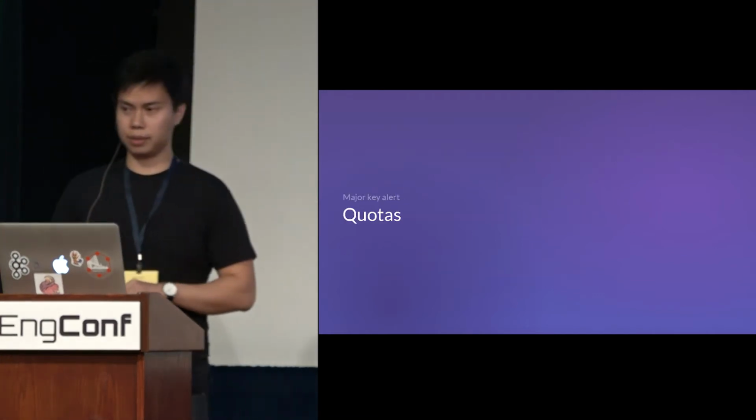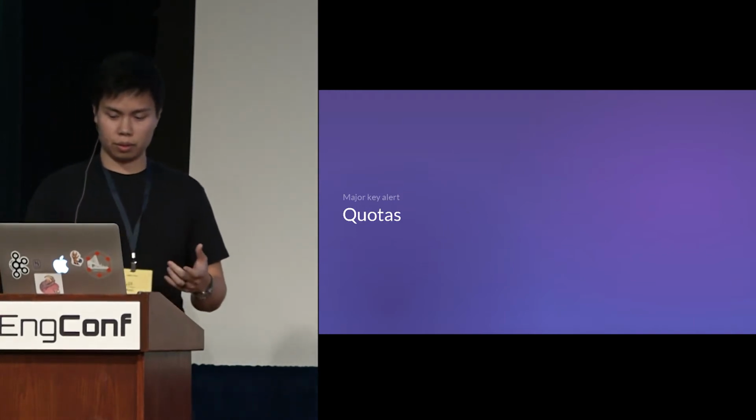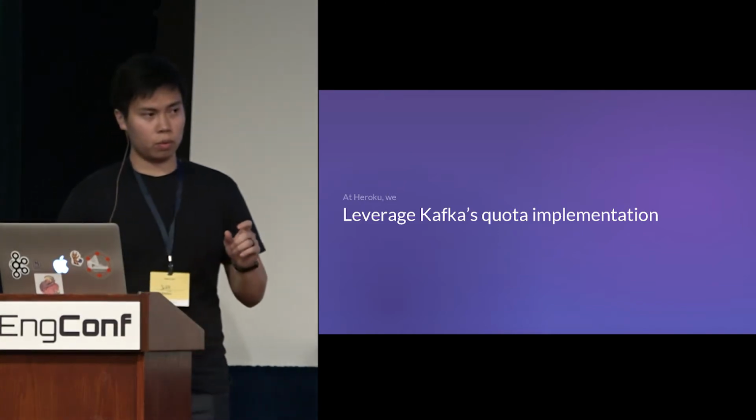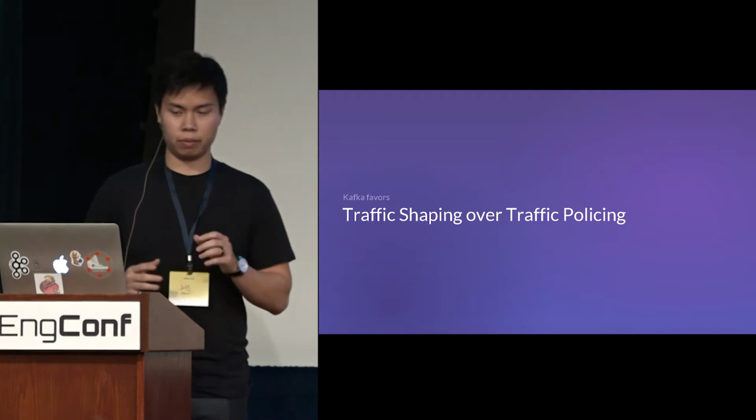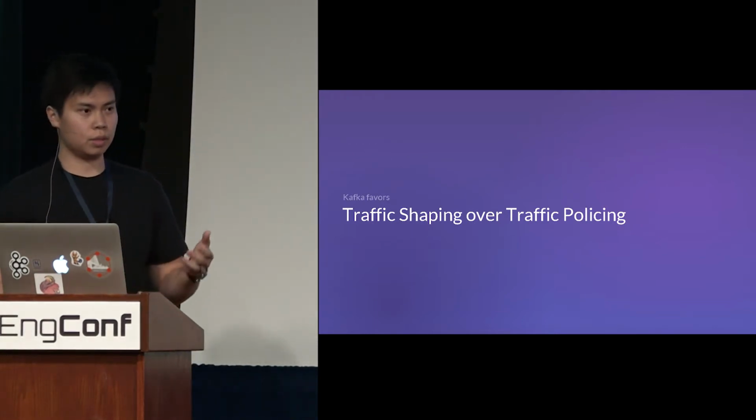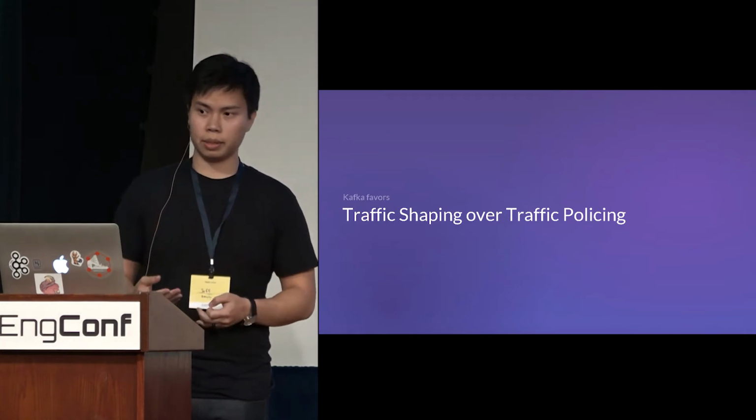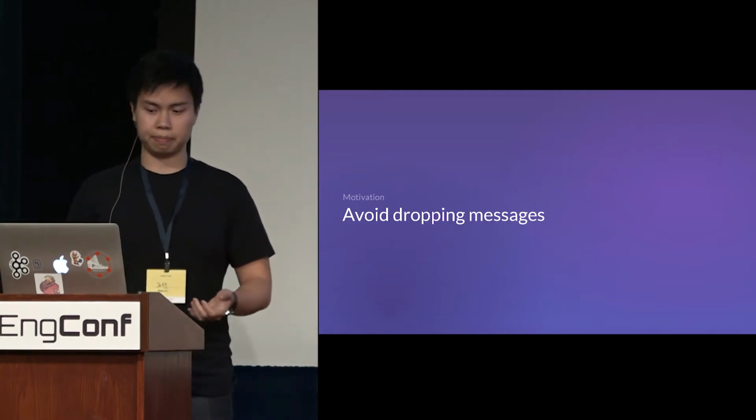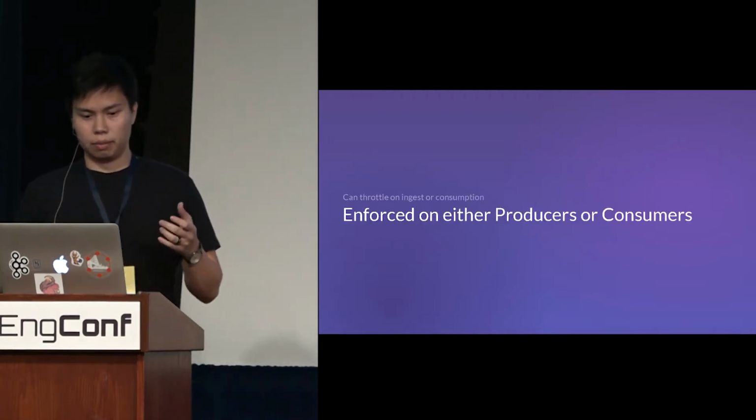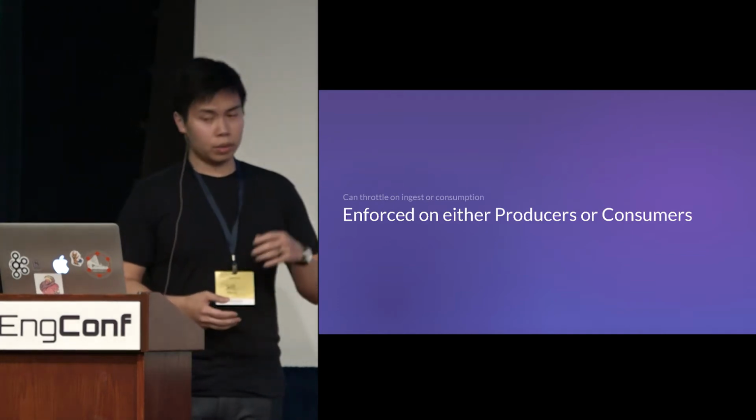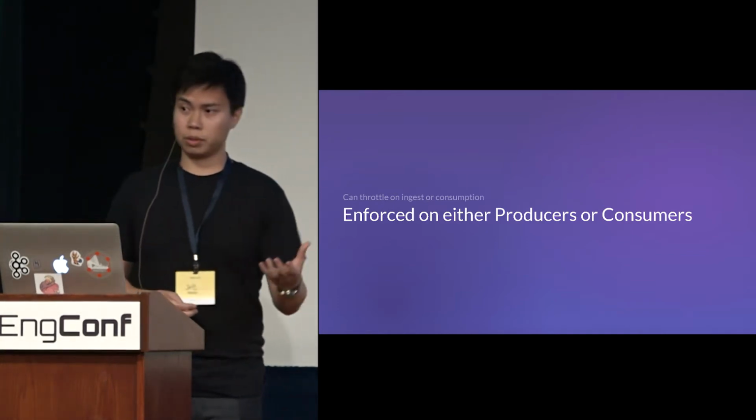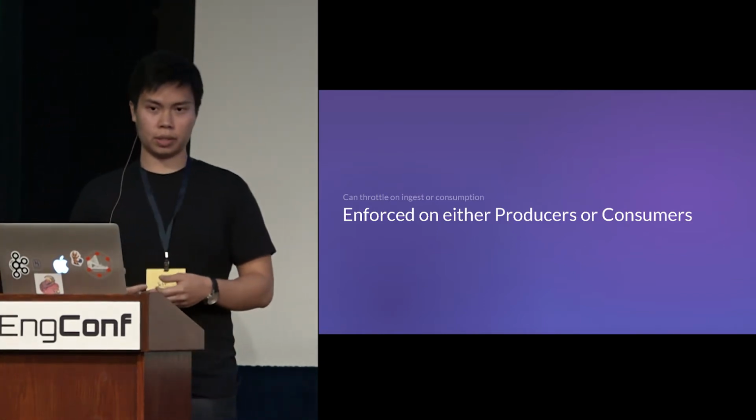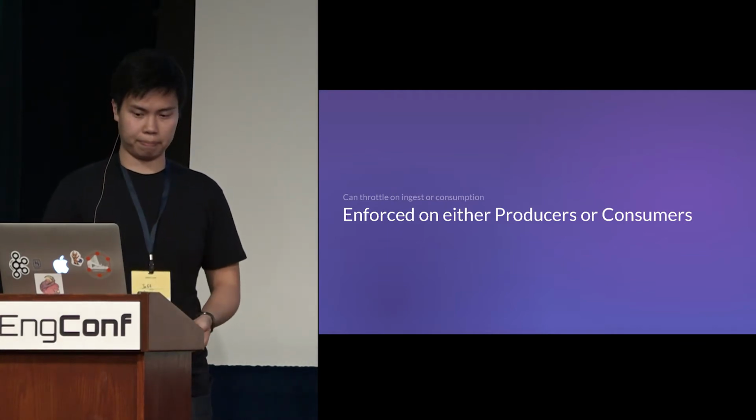The major insight here was with quotas. For context, at Heroku, we leveraged Kafka's quota implementation, although quotas in Kafka might not be implemented in the way you think. You see, Kafka favors a traffic shaping mechanism over traffic policing, where the motivation is to avoid dropping messages when users exceed their quota. Now, quotas can either be enforced on the producer side or the consumer side, to make things a little bit more confusing. But fortunately, in this case, we're only concerned with the produce quotas, so we're going to talk about that.